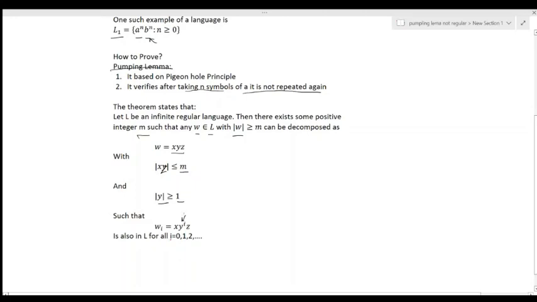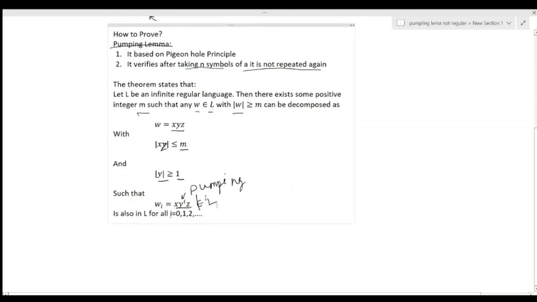This is what we call pumping. So you can pump y any number of times. If after pumping any number of y in the string it still belongs to L, then we can say that the language is regular. If at any time it does not belong to L, then we can say that the language is not regular. So by contradiction we can prove that any language, suppose L1, L2, anything, is not regular. So how to prove that?